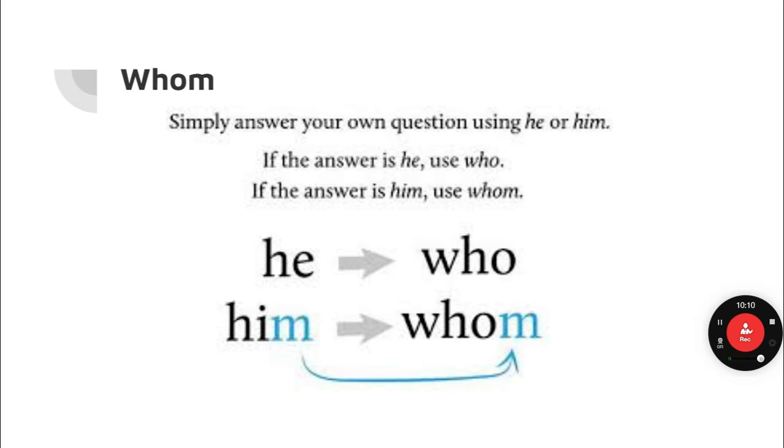Simply add whom. When do you use whom? Simply answer your own question using he or him. If the answer is he, use who. If the answer is him, use whom. Do you like him? I like him, whom is my brother's friend.